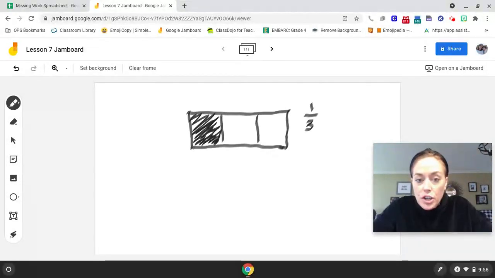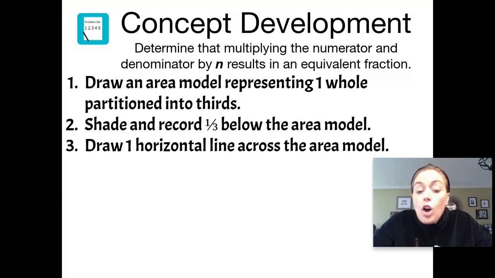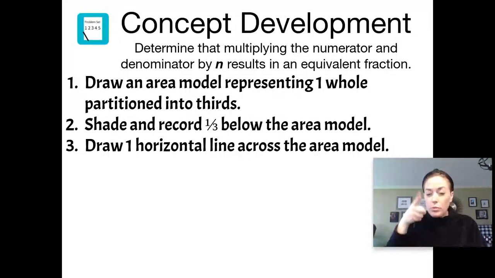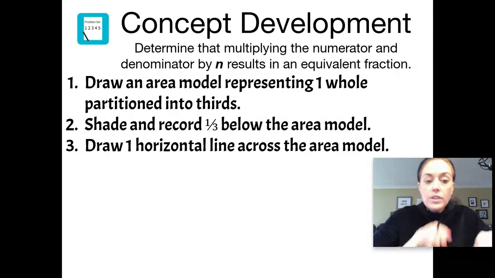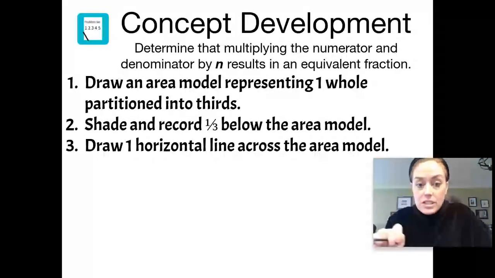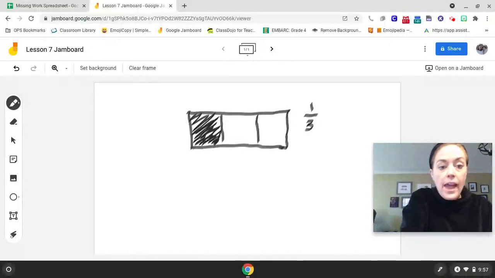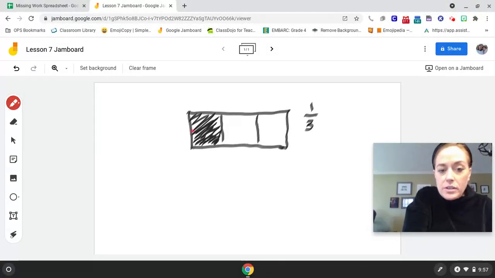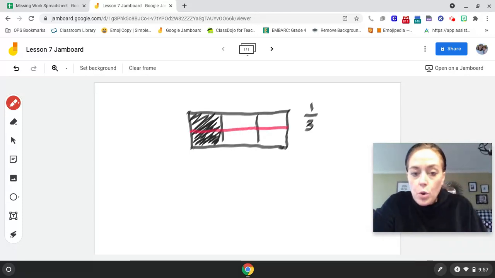Let's see what our next instruction is. It says draw a horizontal line across the area model. So remember, horizontal lines go left or right, and vertical lines go up and down. We've been dividing our area models using both, but mostly vertical, right? So now I want you to take one horizontal line and just split up your area model. So I'm going to take it, and I'm going to use a different color. You could maybe just do a dotted line. But there we go. Now we have our horizontal line, and it's divided it in half.